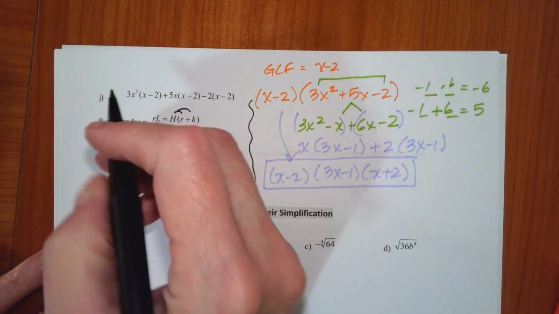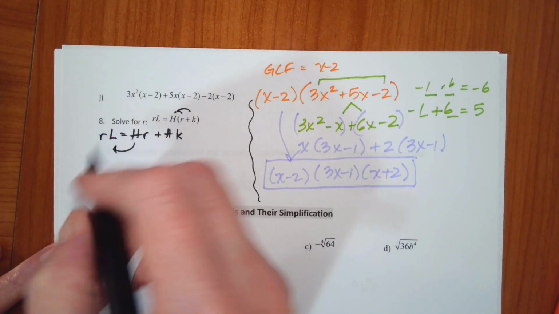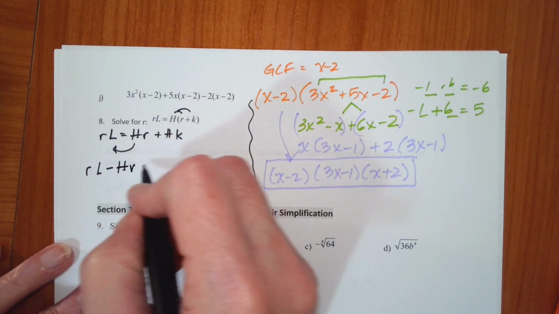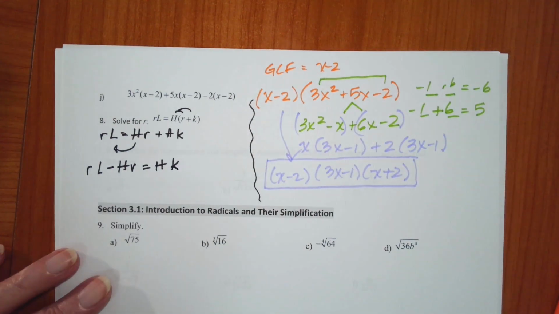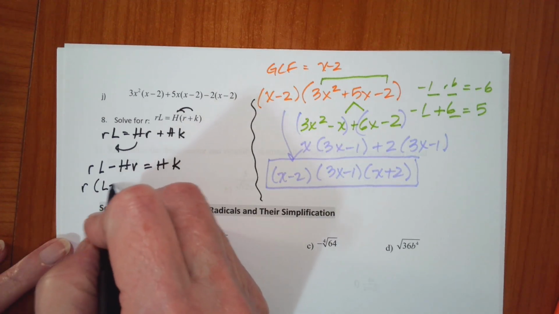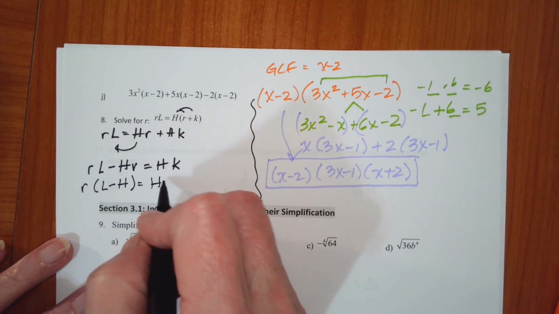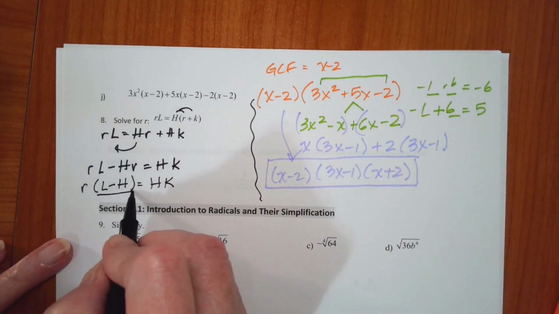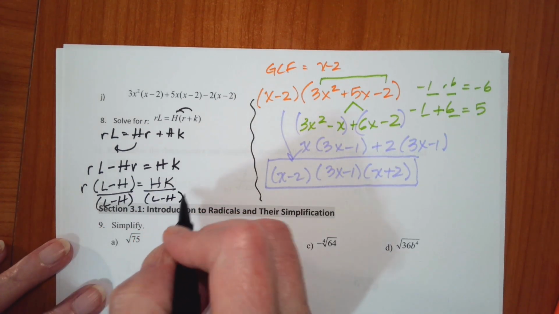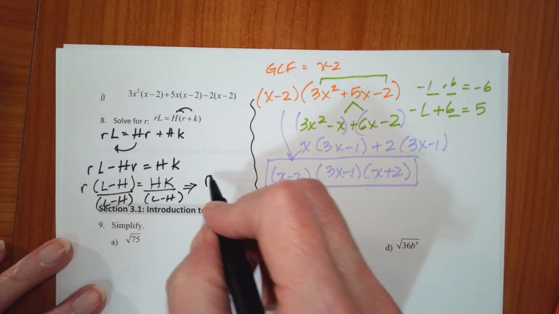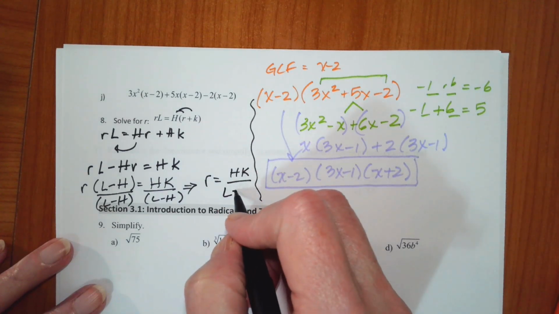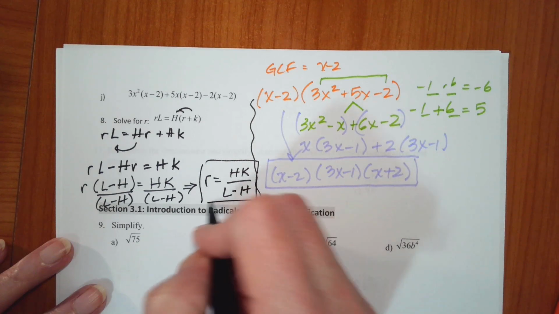Well, I want to get the R's on one side, so I'm going to move this over here by subtracting, so that gives me RL minus HR is equal to HK. I factor out the R, and I have R times L minus H equals HK. And then I divide both sides by L minus H. And that gives me that R is equal to HK divided by L minus H. And I'm done.